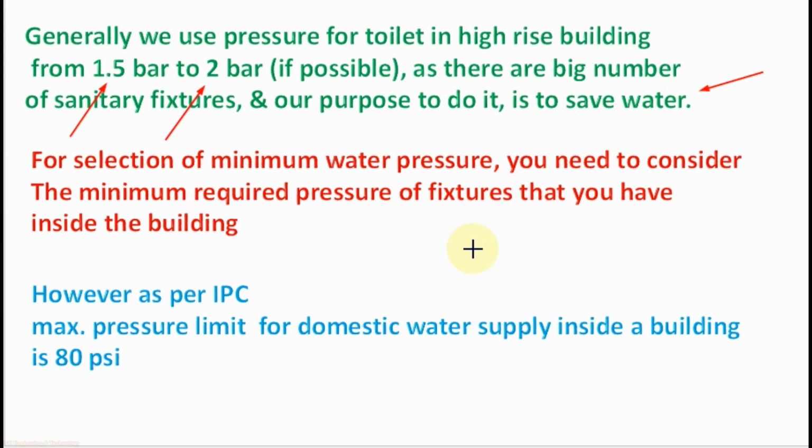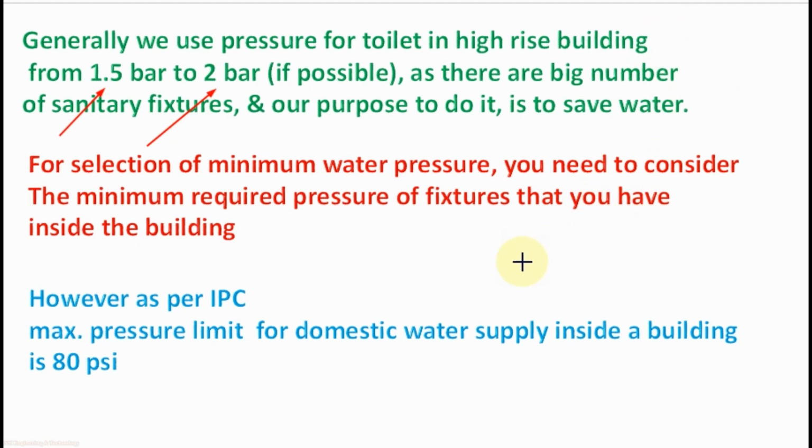But you must remember one thing. While selecting the minimum pressure for the building, you must consider the minimum pressure required for the sanitary fixtures that are available inside the building. However, as per International Plumbing Code, the maximum pressure limit for domestic water supply inside the building is 80 psi.